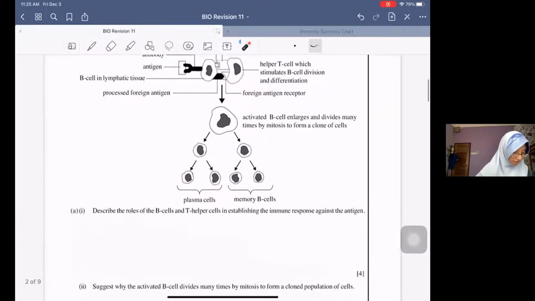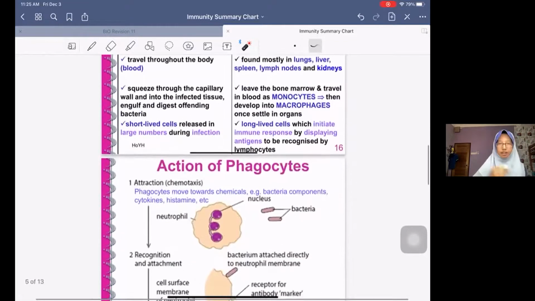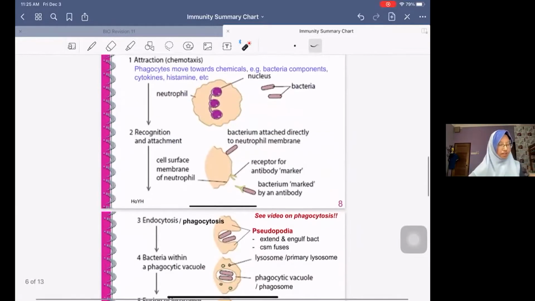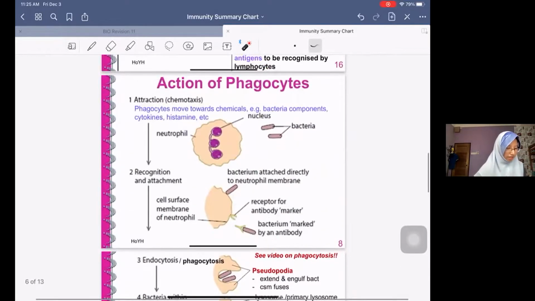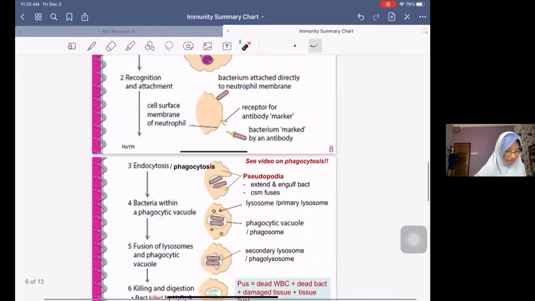But since we just went to this question, I'm just going to explain what happens after the phagocyte takes action. So we just assume that the phagocytes already ate the bacteria. Now I just explain this one.